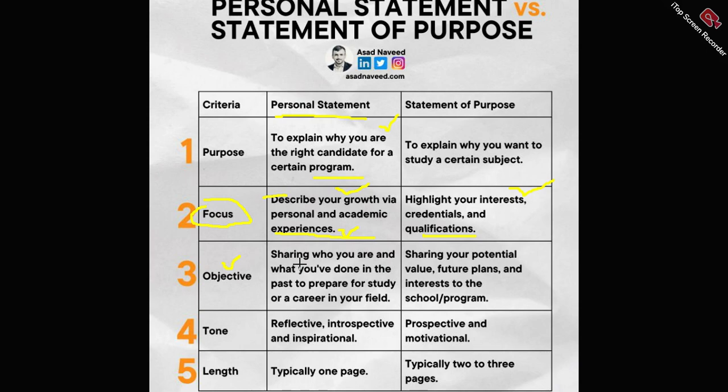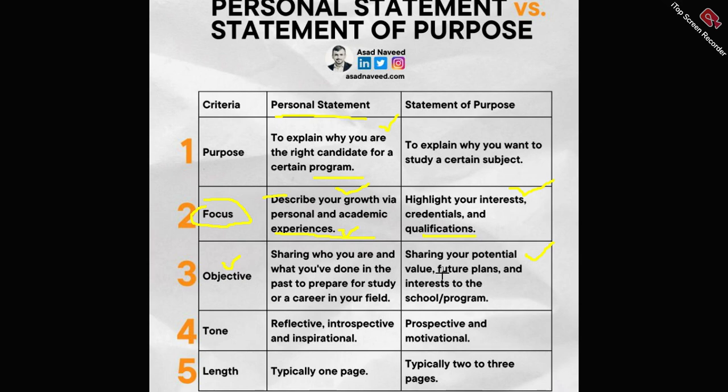So I'll be sharing the things related to these things. Okay. And if I'm writing the statement of purpose, then I'll be sharing my potential value, my future plans, and interest to the school or program. I'm not sharing who I am, what I have done so far, and what my career in my field is. No, I'm not sharing all these things in a statement of purpose.